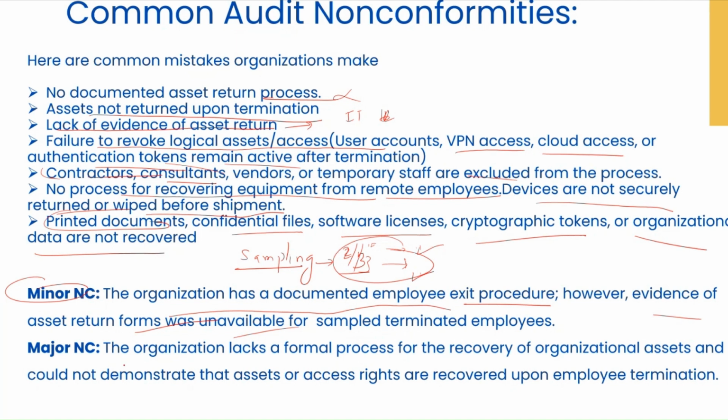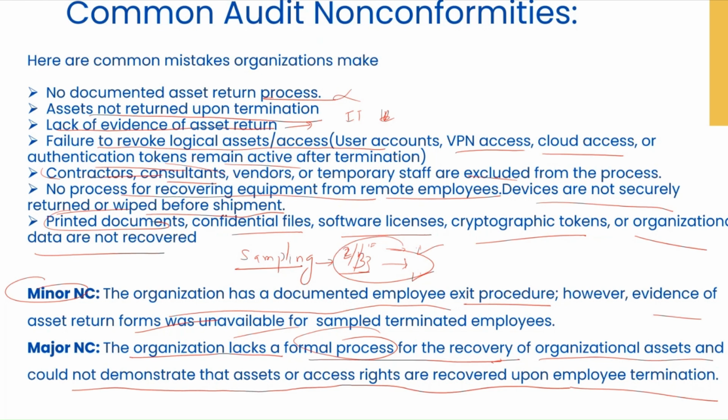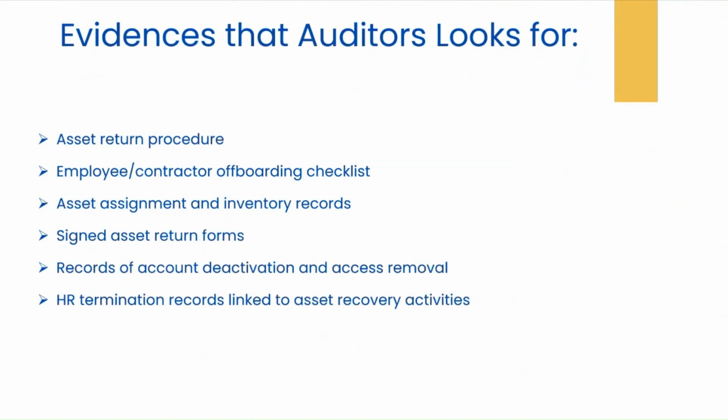What are the major non-conformities? The organization lacks a formal process for recovery of organizational assets. That means the process document itself is missing and could not demonstrate that the assets or access rights are recovered upon termination. If you're not able to provide the artifacts and your process document itself is missing, then that becomes a major non-conformity.